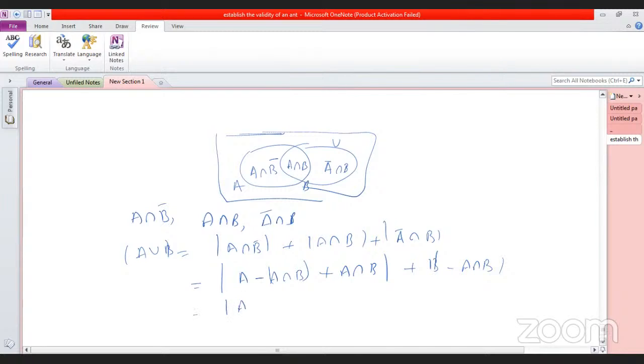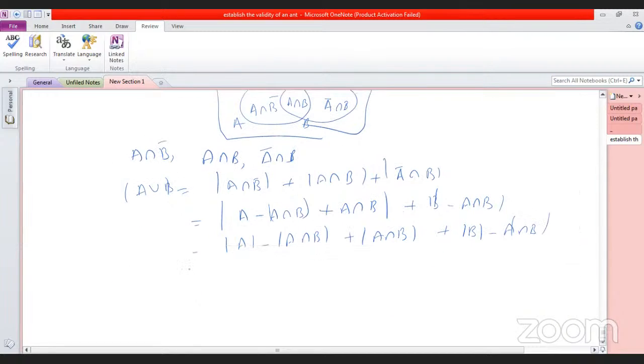Therefore, we can write modulus of A minus A intersection B plus A intersection B, separating, plus B minus A intersection B. So that is why A union B is equal to modulus of A plus modulus of B minus A intersection B. We derived this from the above.